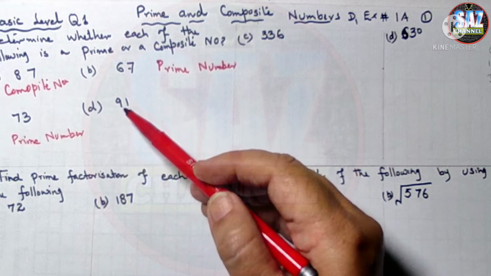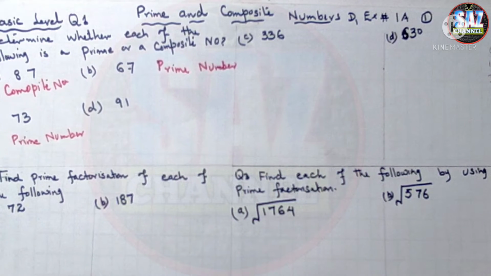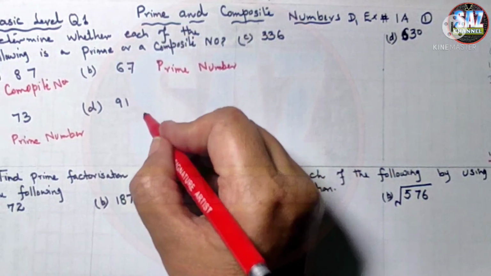Then coming to 4, not possible, 5 not possible, because the unit digit has to be 0 or 5, 6 not possible, and if I'm checking for 7, 7 times 13 is 91, so it has at least 3 factors, 1, 13, 7, and 91 itself, so it's a composite number.